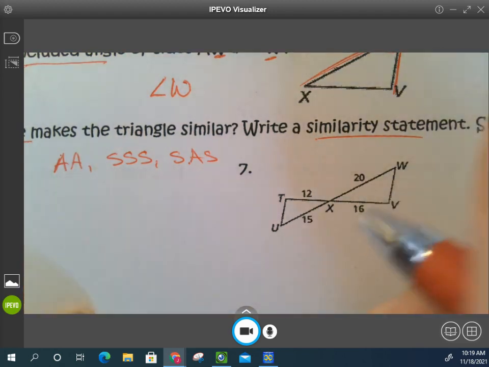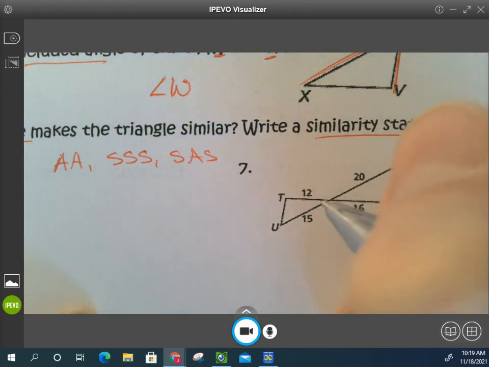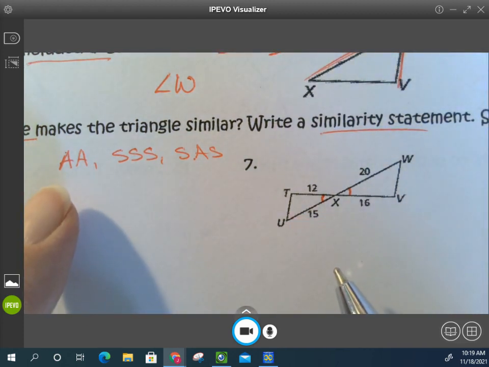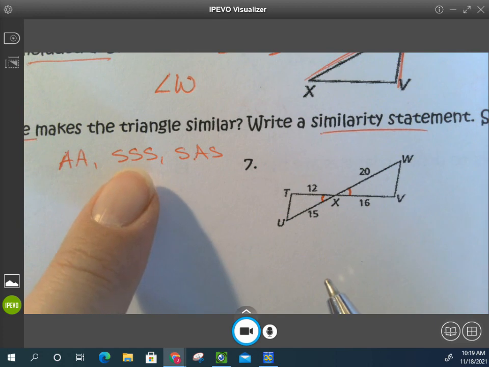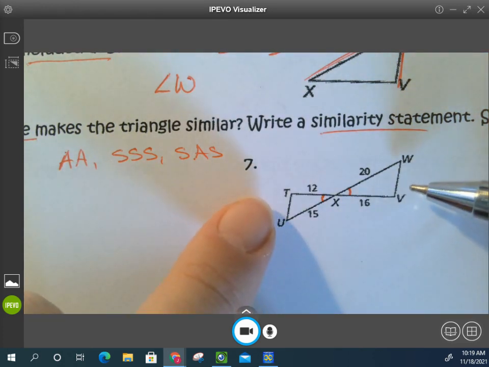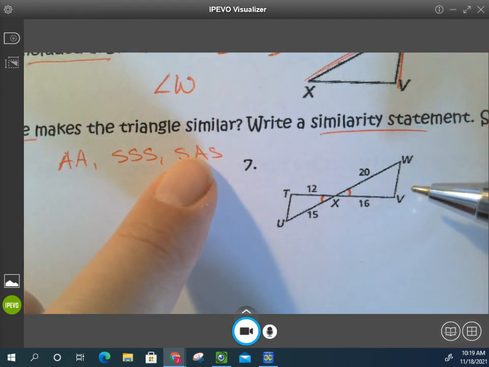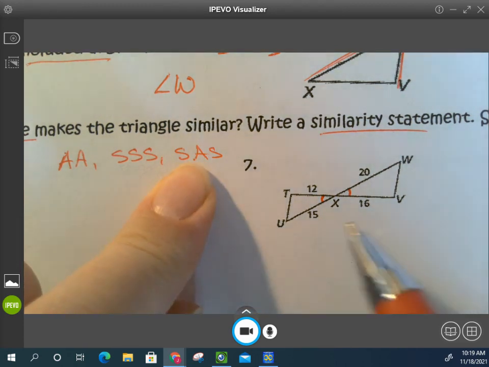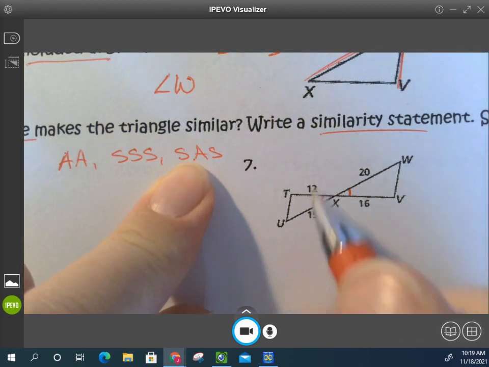Okay, so we have agreed that we have vertical angles here. Now, that's all I know. I know one set of angles, so I cannot use angle, angle. I cannot use side, side, side because I don't know anything about these sides. So it comes down to this. I cannot just assume it's side, angle, side. Got it? I've got the angle. I need to prove the proportion.